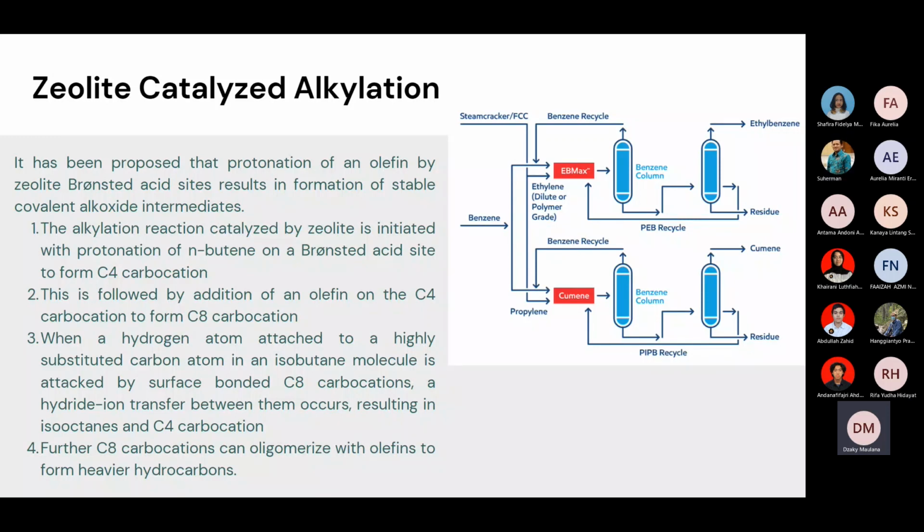Then when a hydrogen atom attached to a highly substituted carbon atom in an isobutane molecule is attacked by surface bonded C8 carbocations, a hydride ion transfer between them occurs, resulting in isooctanes and C4 carbocation. And then further C8 carbocations can oligomerize with olefins to form heavier hydrocarbons.